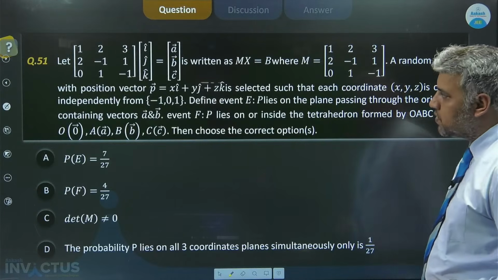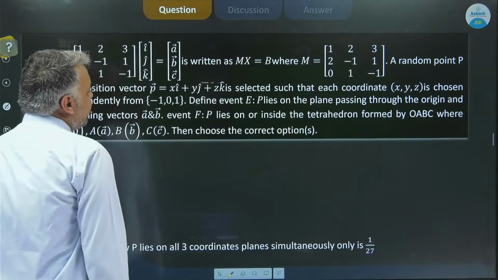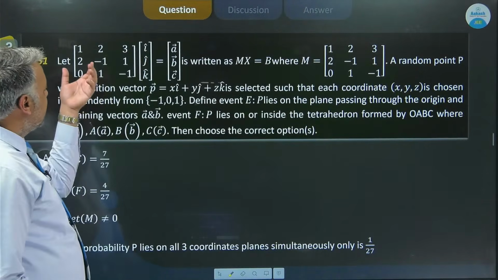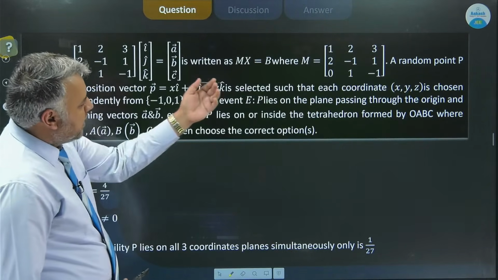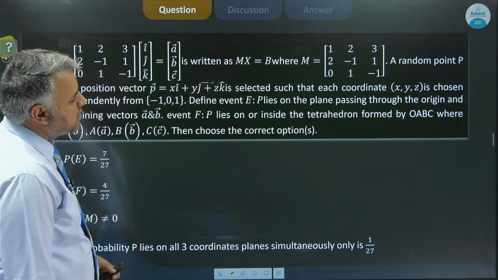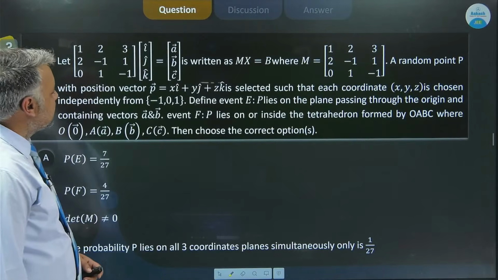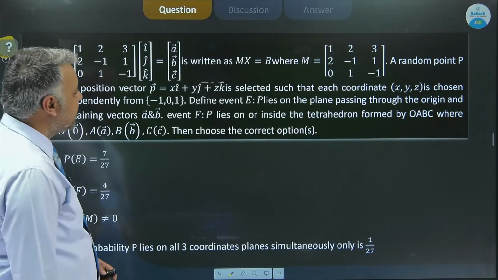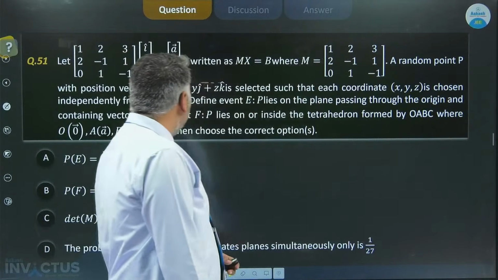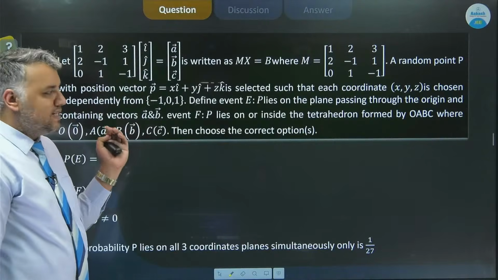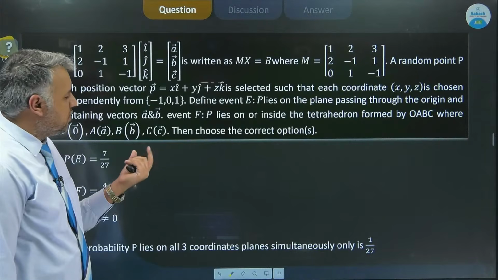Okay, let's move on to the next question. There are three vectors, A vector, B vector, C vector, which are expressed as the product of two matrices like this, where M is given as a 3 cross 3 matrix. Now he is saying that a random point P with position vector x i cap, y j cap, z k cap is selected such that each coordinate x, y, z is chosen independently from minus 1, 0 or 1. So x, y, z in this vector P can be either minus 1 or 0 or 1.